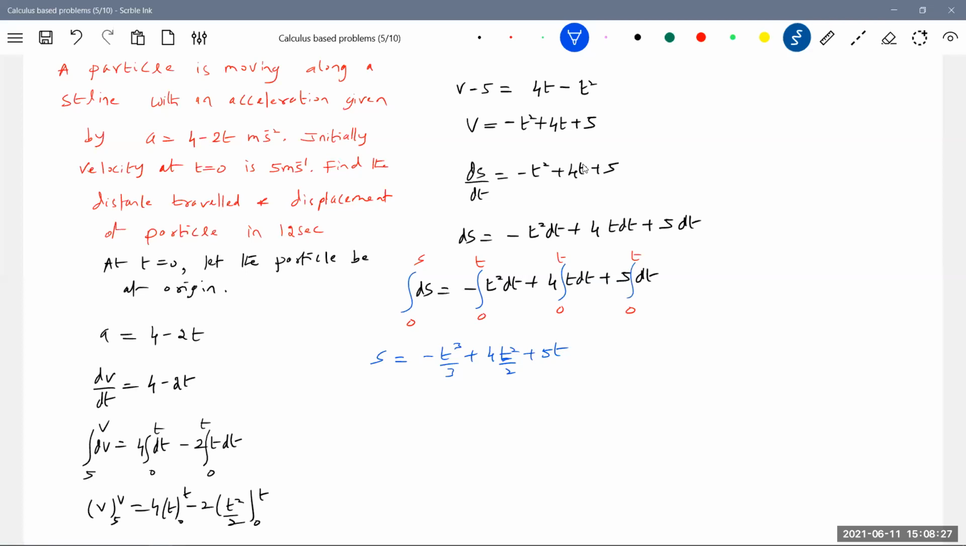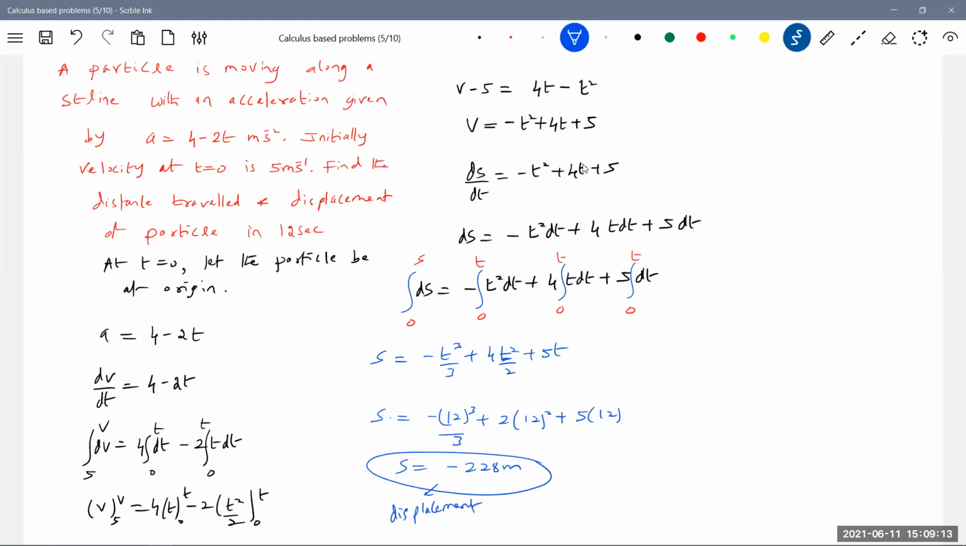So this is the expression for the position of the particle at time t. The question is to find the displacement of the particle in 12 seconds. So we'll write minus 12 whole cube by 3 plus 2 into 12 square plus 5 into 12. So how much does this become? Almost everyone gave the answer: 228 meters. That's the displacement. There's no problem till here.